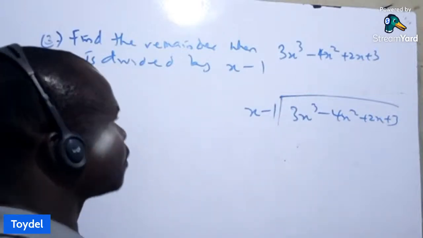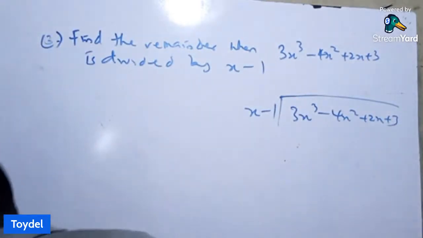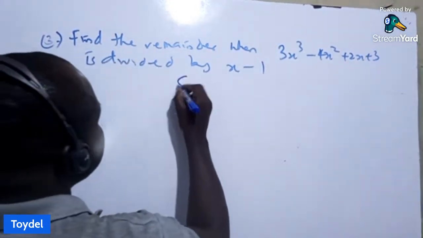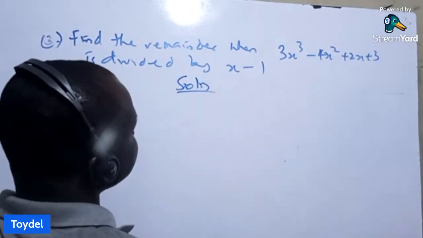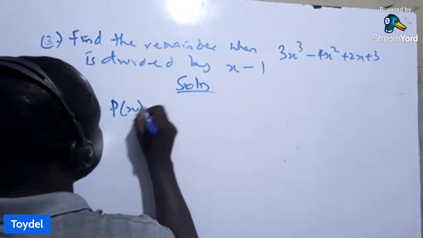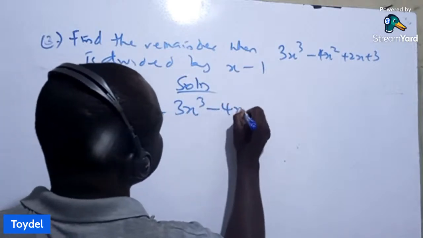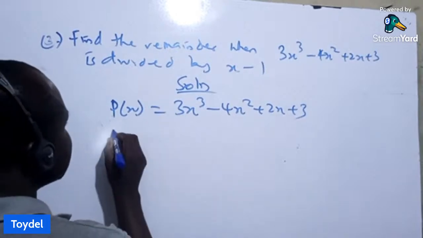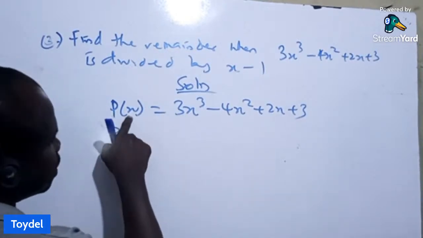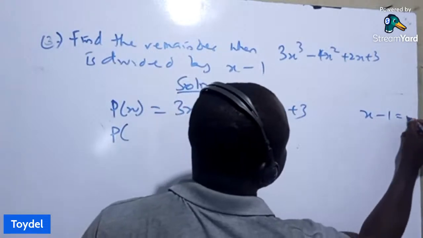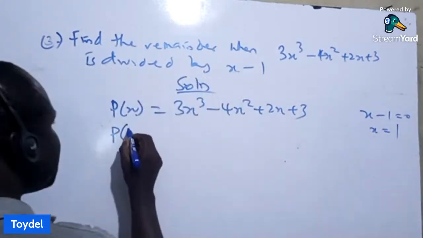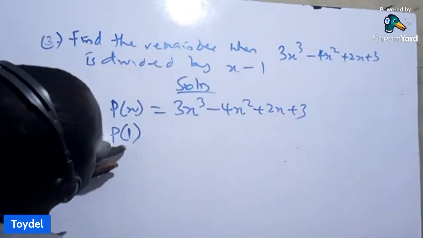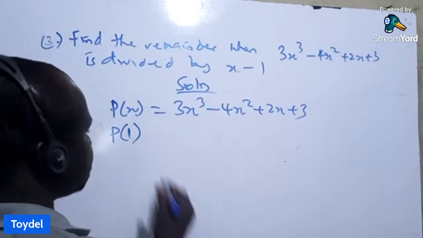Or use the remainder theorem. If you want to use the remainder theorem, the remainder theorem is very fast and very simple. So you use the long division method or use the remainder theorem. For instance, say the polynomial p of x is defined as 3x cubed minus 4x squared plus 2x plus 3. And this is what you are given. So the remainder theorem says that if you say x minus 1 is equal to 0, then x is equal to 1. So if you find p of 1, when x is equal to 1, the result that you arrive at will be the remainder.